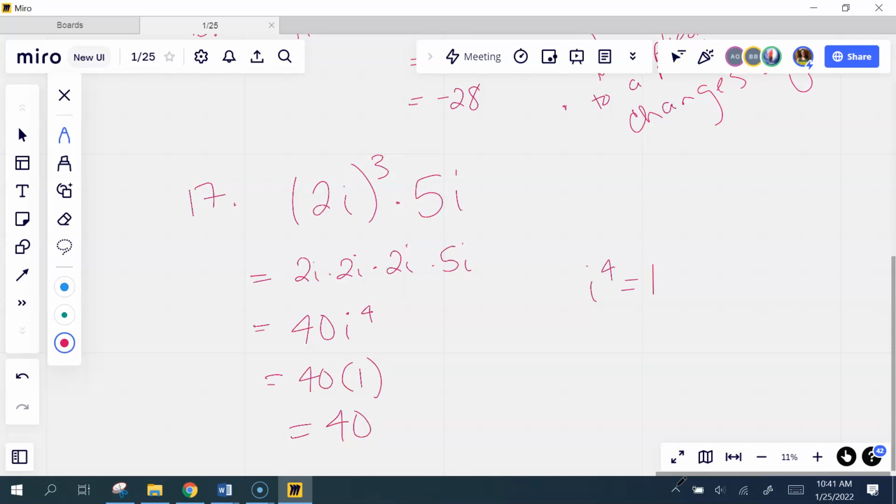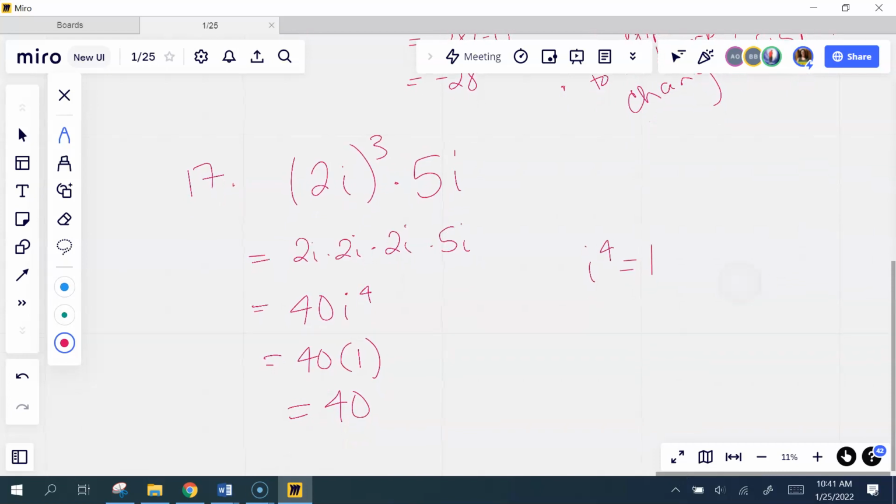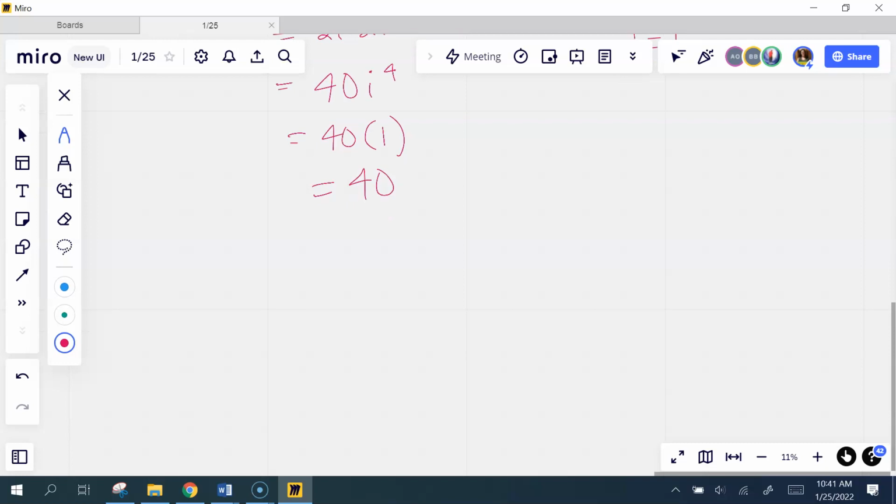Does that make sense? Do you see what we're doing? Let's do one more before we do complex. Do 20. 20 brings back those properties of radicals.